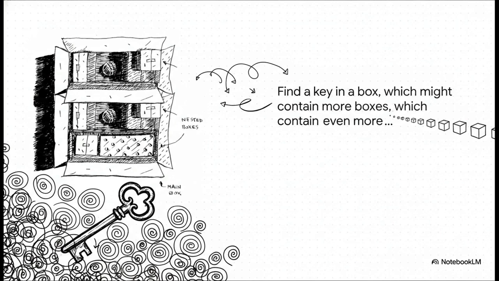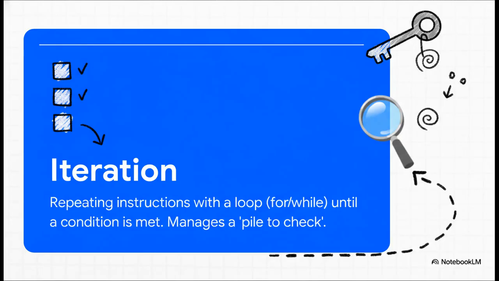What's your strategy? Well, the first strategy is something we already know and love: iteration. This is exactly what our for and while loops are all about. You basically make a to-do list. You have a pile of boxes to check. You open the first box, and if you find more boxes inside, you just add them to your pile. You just keep working through the pile, one by one, until it's empty, or you find the key.